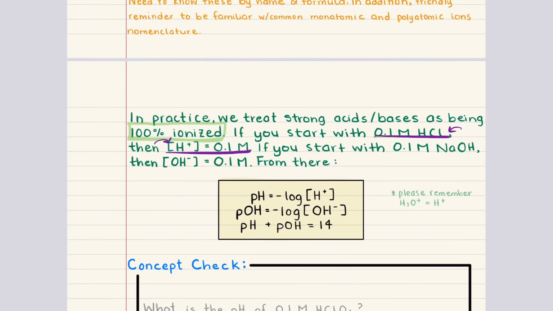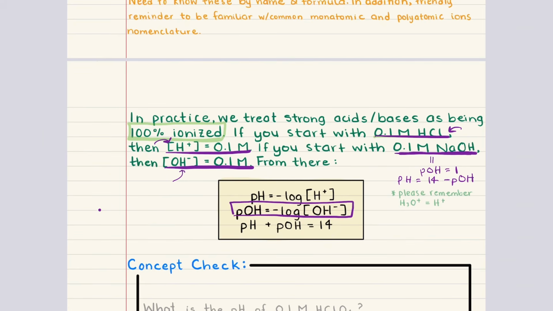Same principle for strong bases. If you instead prepare 0.1 molar sodium hydroxide, then the concentration of hydroxide ions is going to be 0.1 molar, and then you can calculate the pOH, the negative log of your hydroxide ion concentration. This is going to give you negative log of 0.1, which equals 1. So the pOH is equal to 1. And then remember, you can always figure out pH by using the relationship that pH plus pOH equals 14 at 25 degrees Celsius.